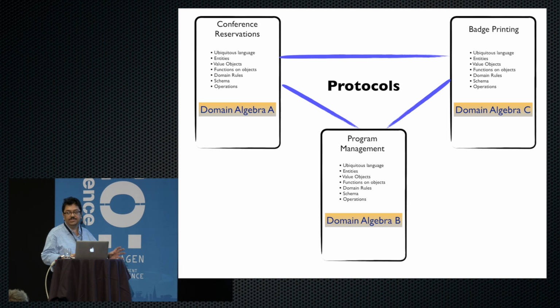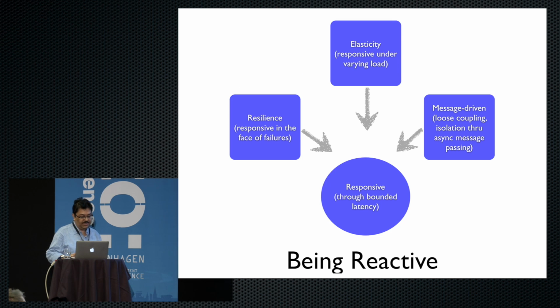We need to have protocols defined so as to establish collaboration between the bounded contexts, and these protocols need to be reactive. So, this brings us to the reactive manifesto, which underlies some of the core principles of what we mean by a reactive system. Being responsive is the ultimate goal, as indicated by that circle, and unbounded latency will kill your user experience. Three ways to achieve this goal are the three boxes indicated there, and we will discuss each of them separately as part of this talk.